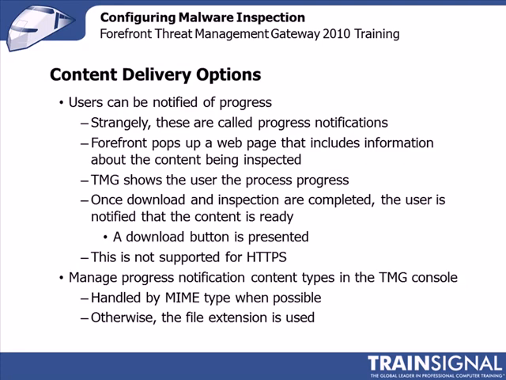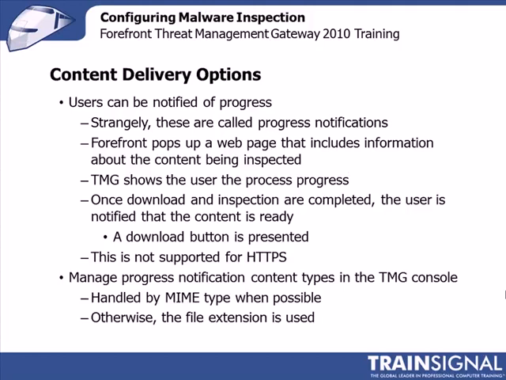Whenever possible, progress notification content types are handled by MIME type. If that's not possible, Threat Management Gateway uses the file extension to determine the file type of the file. From a content delivery option perspective, GlobalMantics is happy with the default options that are present in Threat Management Gateway.